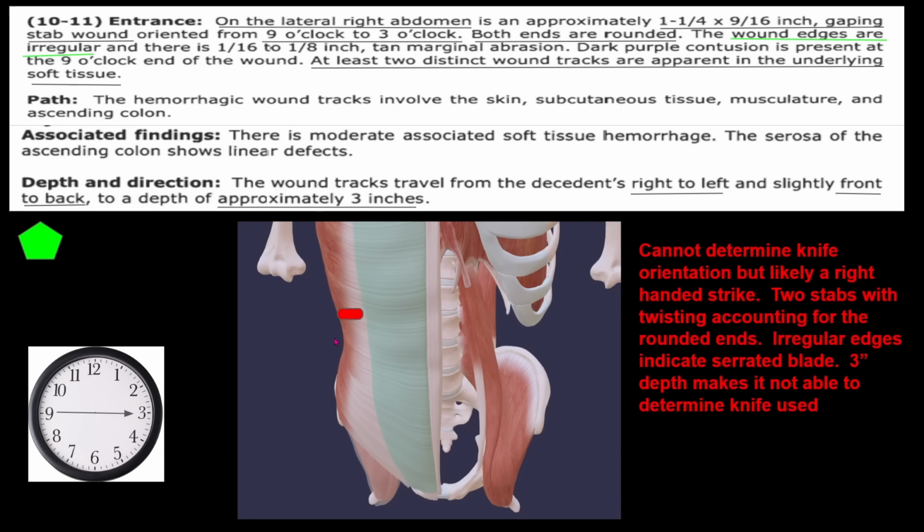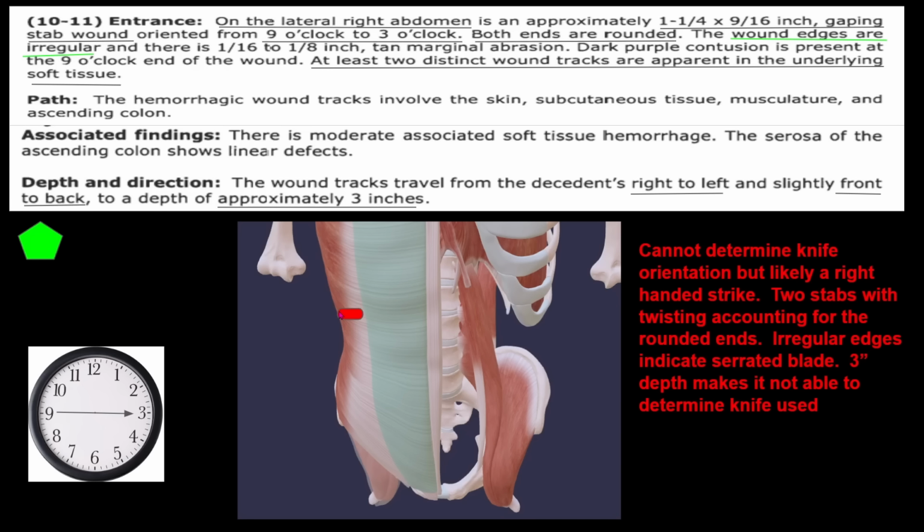Next, we have this wound right here on the lateral right abdomen. This is in the stomach. It's a 1 1/4 by 9/16 gaping stab wound oriented from 9 to 3. So you've got 9 to 3 in this orientation. Both ends are rounded, which indicates that this was a stab that twisted, creating the rounded ends on both sides. It's got a tan abrasion. The wound edges are irregular, indicating a serrated blade.